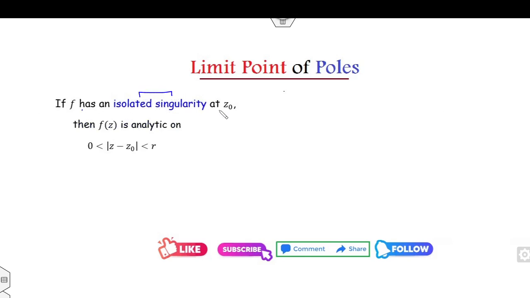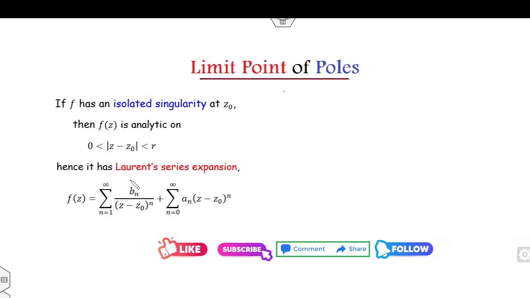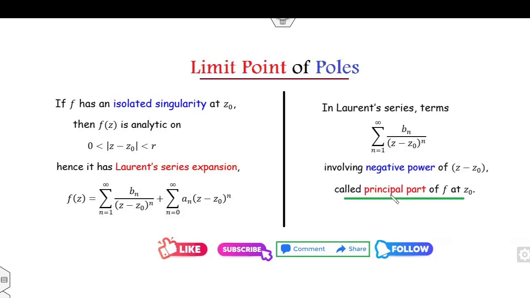But before that, all of us know that if a function f has an isolated singularity at the point z0, it means the function is analytic in the neighborhood of z0. Once the function is analytic, we can expand it with the help of the Laurent series. The term involving the negative power of n, the summation of bn divided by (z minus z0) raised to power n, is called the principal part of the Laurent series, as it involves negative powers.